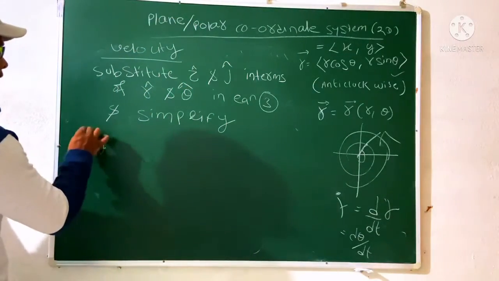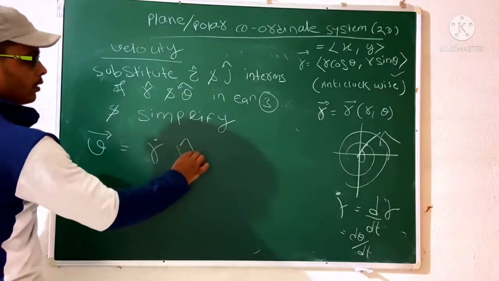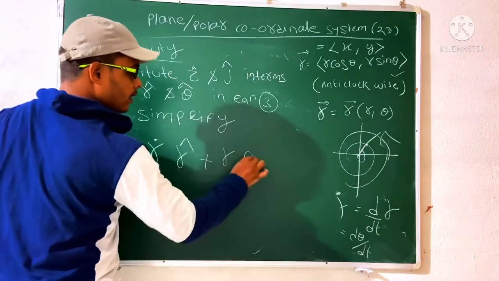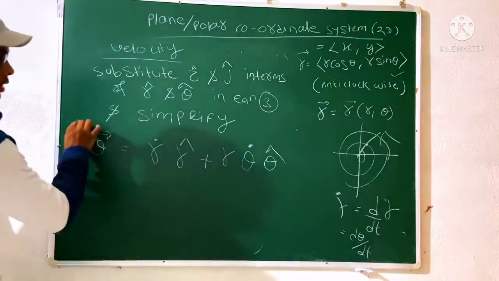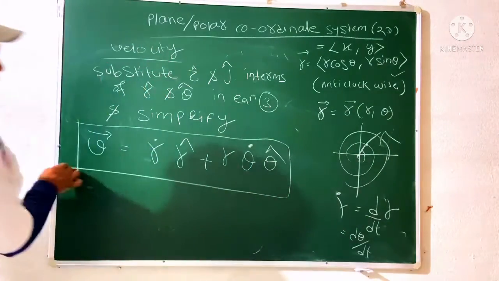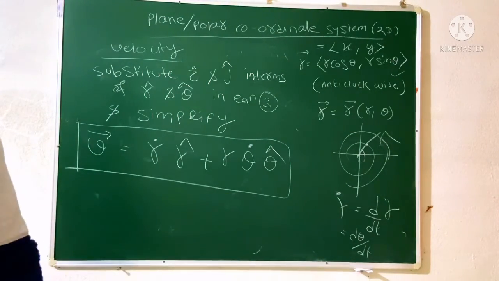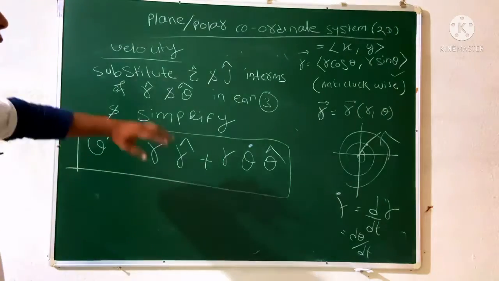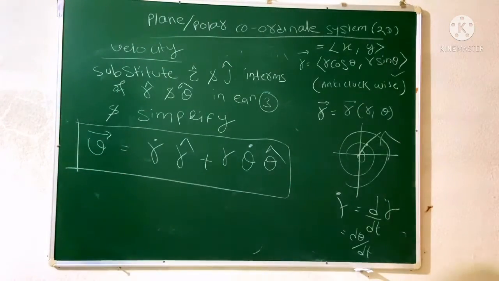You will obtain the velocity as r dot r cap plus r theta dot theta cap. So this is the velocity in polar form, the velocity for the plane polar coordinate system. How did you obtain this? You do the time derivative, then substitute i cap and j cap, and you will obtain these things.